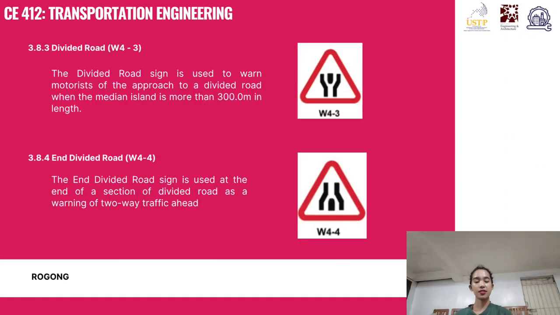So for the next sign, we have divided road, W14-3. This warns the drivers that the road ahead is divided by a median island, usually for more than 300 meters. So for the next sign, we have end of divided road, W14-4. This indicates the end of a divided road, mostly two-way, and the traffic resumes ahead.